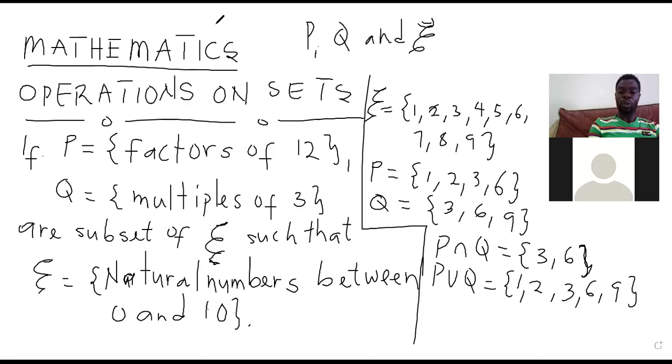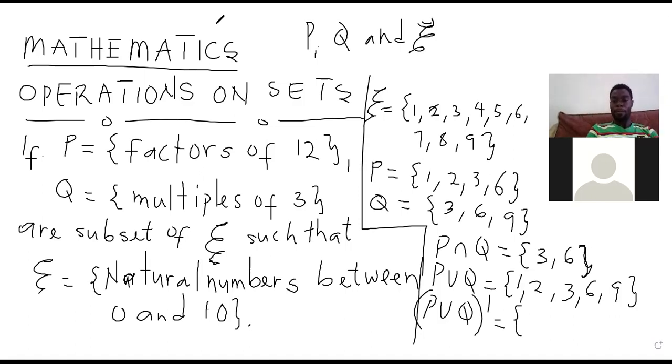Good. Now, we want P union Q all complement. That means the members of the universal set that are neither in P nor Q, but they are part of the universal set. When we combine the elements of P and Q, they are not part. That is P union Q, all complement.